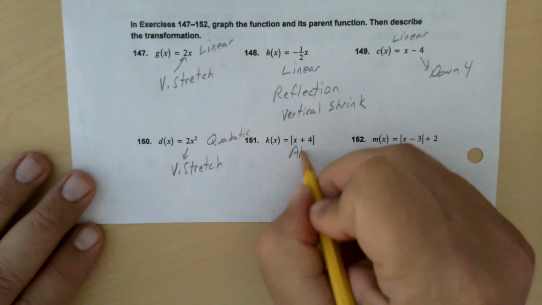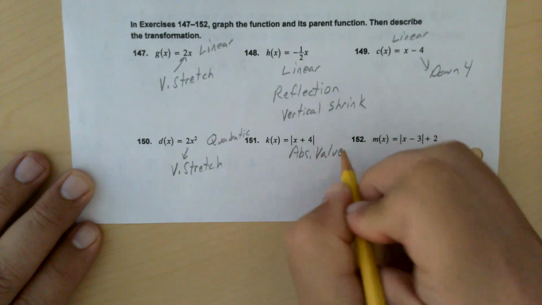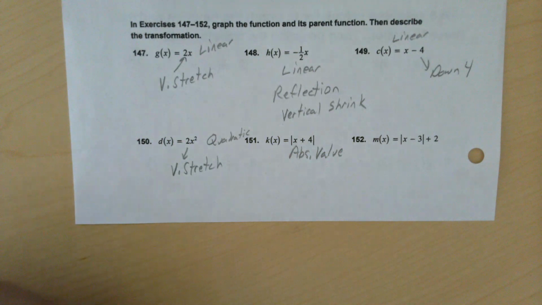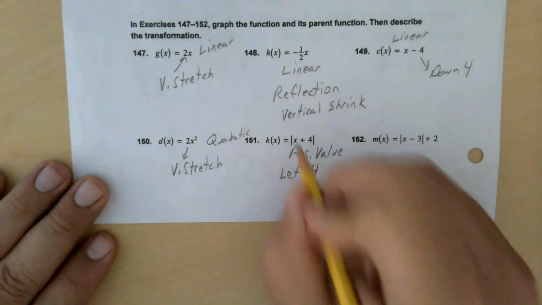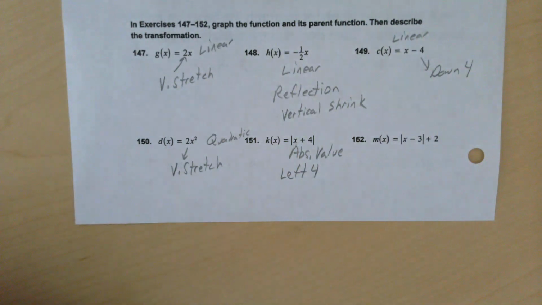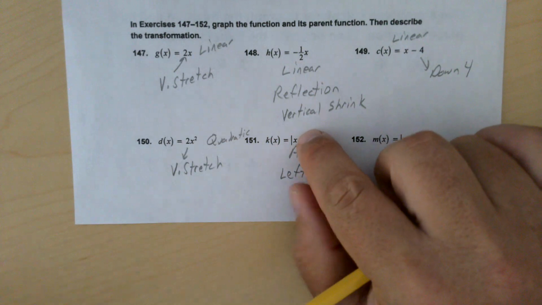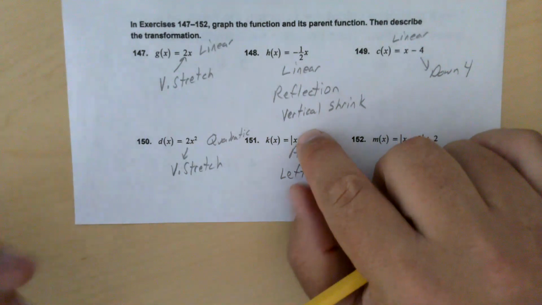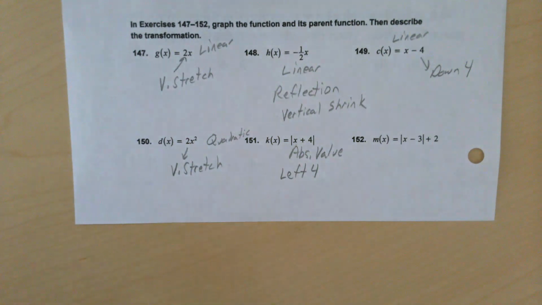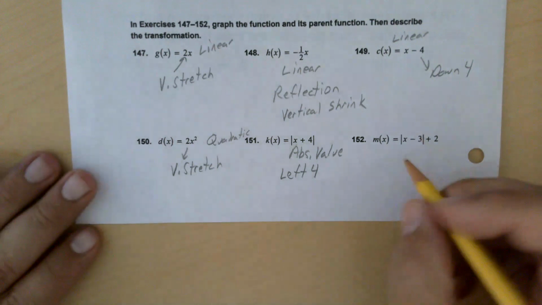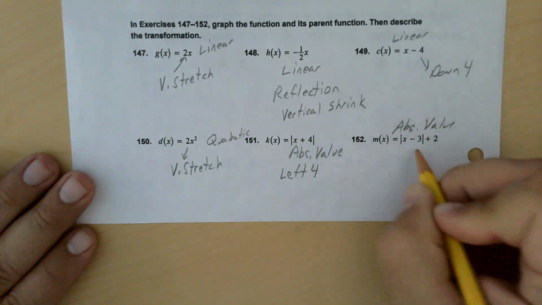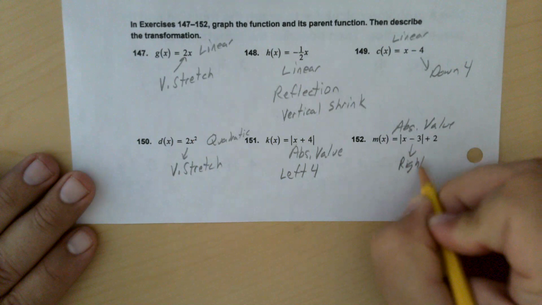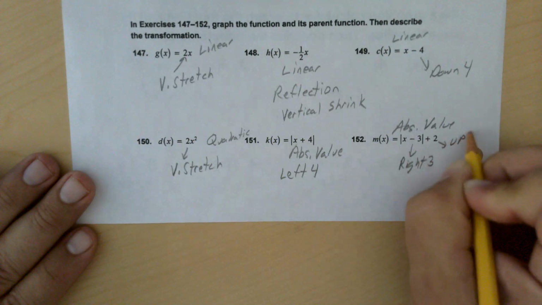Okay, obviously this is absolute value. And again, since it's inside, the x plus 4, it's going to be to the left 4. Okay, think about plugging in a -4 to get that same outcome of 0. Okay, without that plus 4 inside, 0 produced the absolute value of 0, which is 0. Now I'd have to plug in a -4 to get that same outcome of 0. Okay, this is another absolute value, but this time it's to the right 3 and up 2.